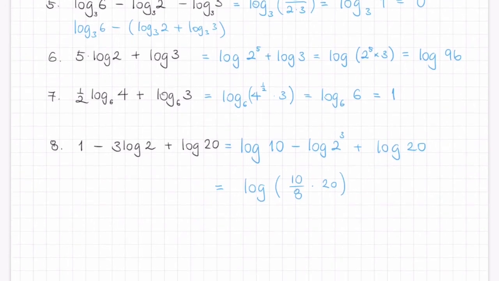Right? And that would be, okay, that's going to be 2 times 2 times 2. And then 4 is going to go over here, and 2 is going to go over there, and I'll have 25 left. Log base 10 of 25. And I can't simplify that any further.